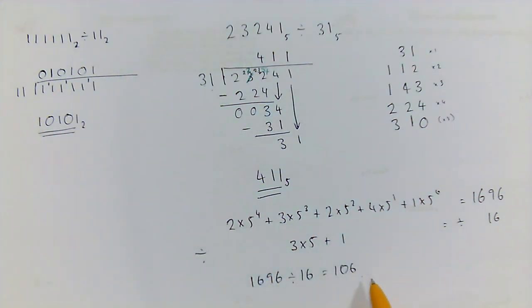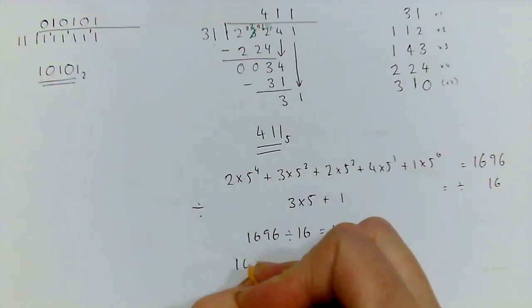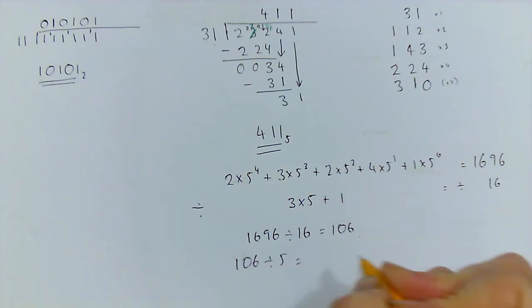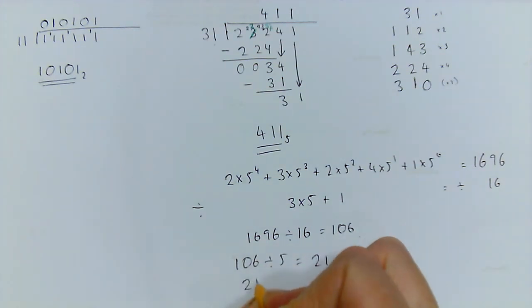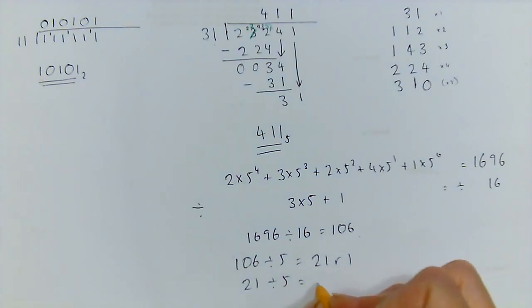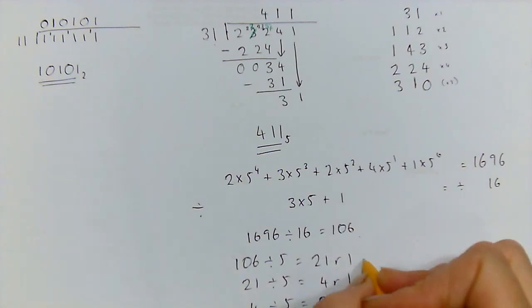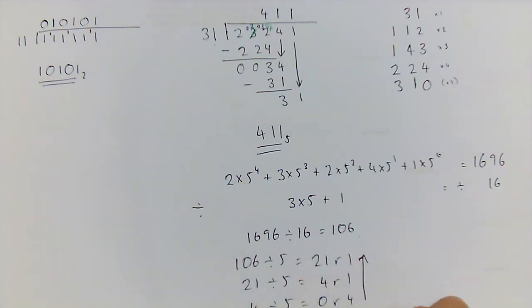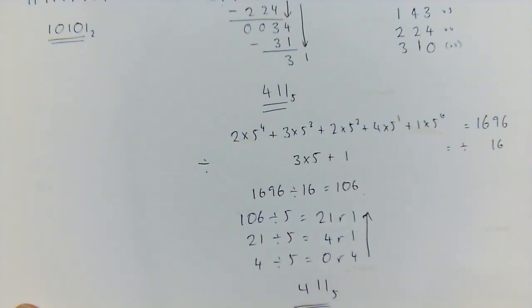So obviously that's decimal. We need to convert it back to base 5. So I'm going to start dividing by 5. 106 divided by 5 is 21 remainder 1. And then we take the quotient. 21 divided by 5 is 4 remainder 1. And then 4 divided by 5 is 0 remainder 4. And we're reading up the way. So we've got 4, 1, 1, base 5, which is what we had before.